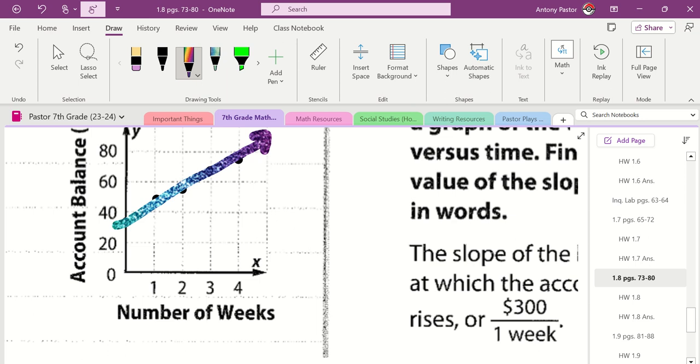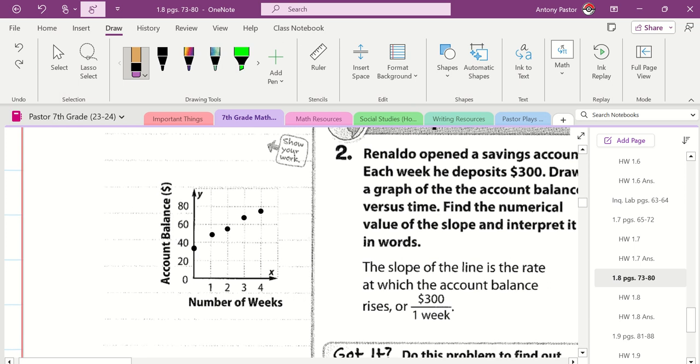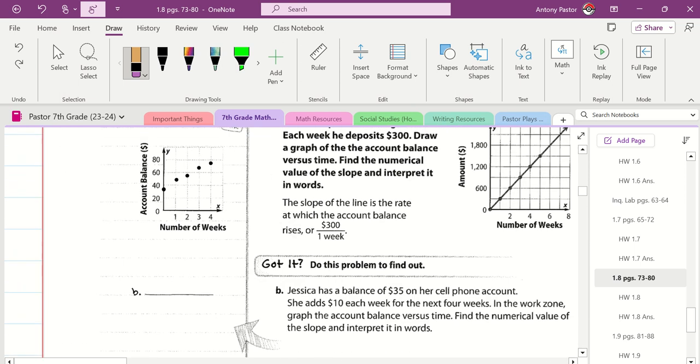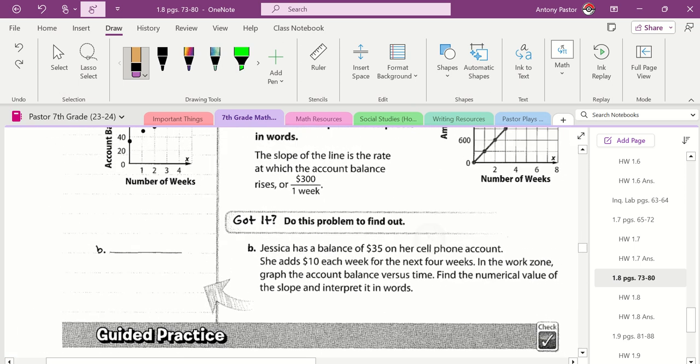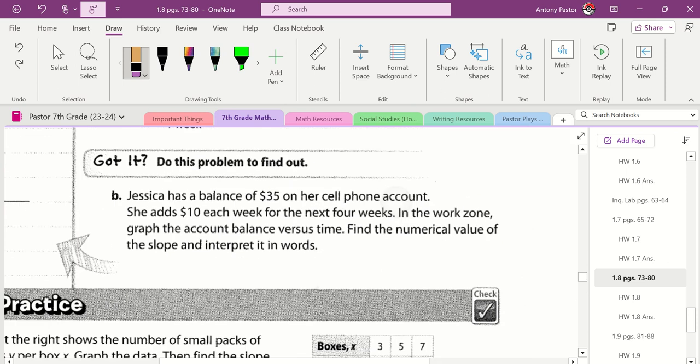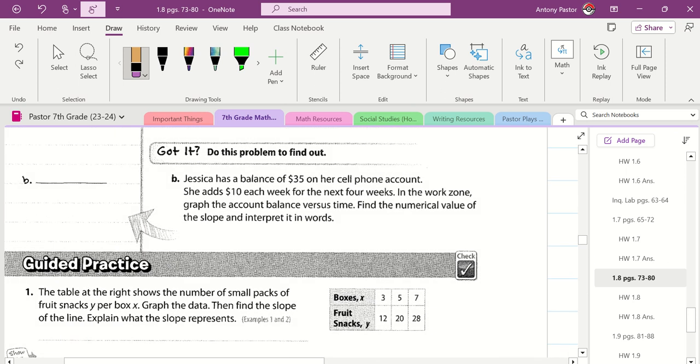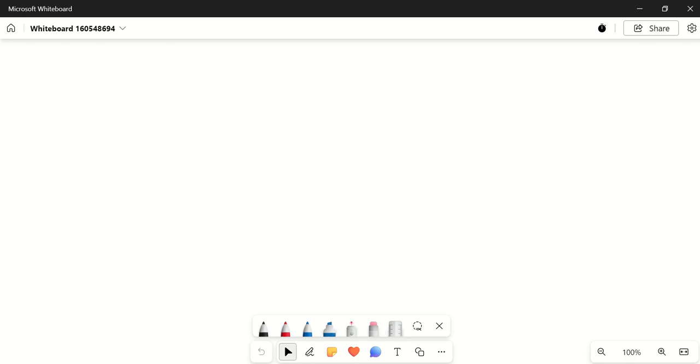Now this one's not going to be as easy to just do rise over run because you see they're not in any perfect spots on a graph. They don't hit where a line hits. So what you're going to want to do is the following. Find the numerical value of the slope and interpret it in words.